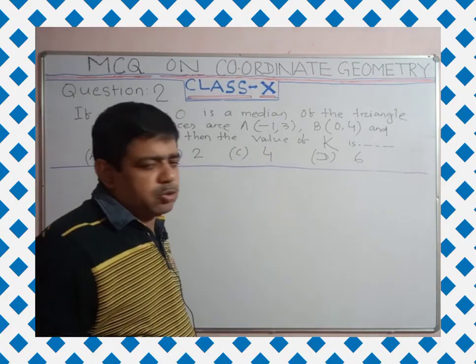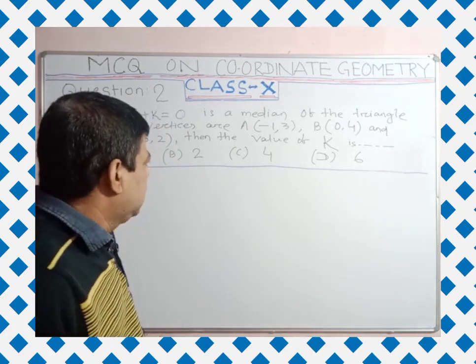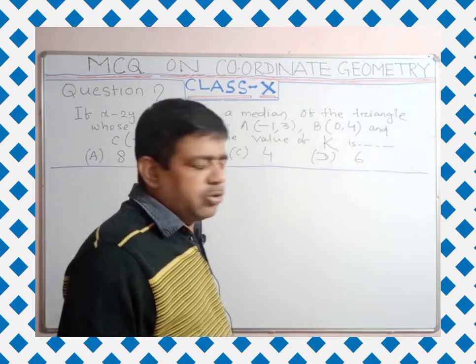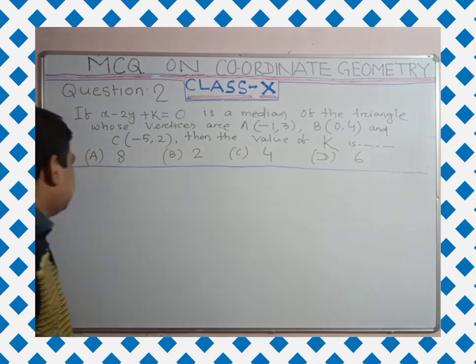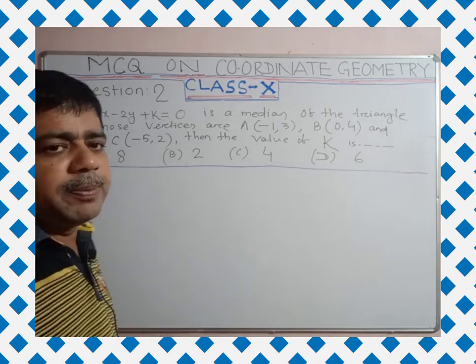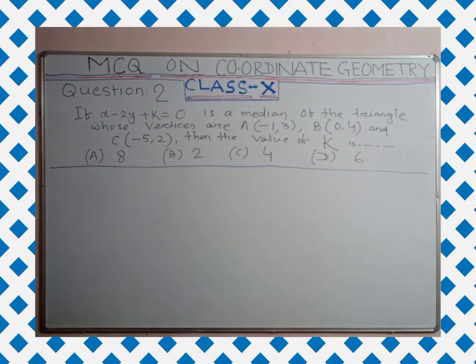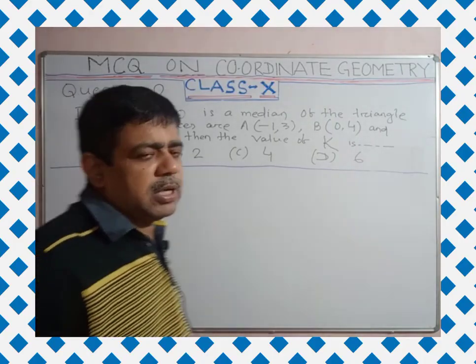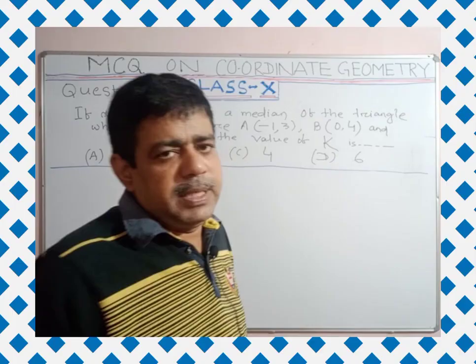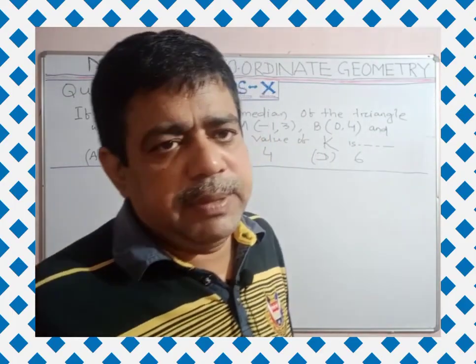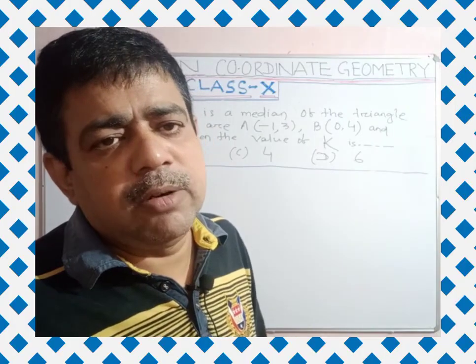with points A whose coordinate is minus 1, 3 and the vertex B whose coordinate is 0, 4 and the vertex C minus 5, 2. Then the value of k is: option A is 8, option B is 2, option C is 4 and option D is 6. It means the coordinates of the vertices of a triangle are given and a median is given. Okay, you have to find out the value of k.